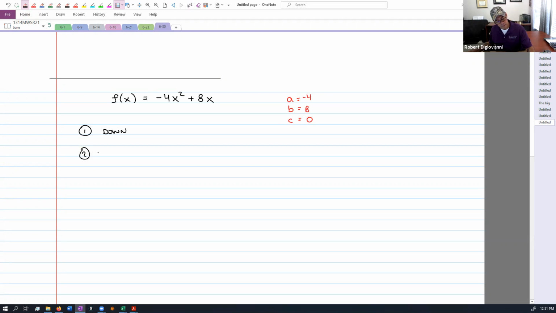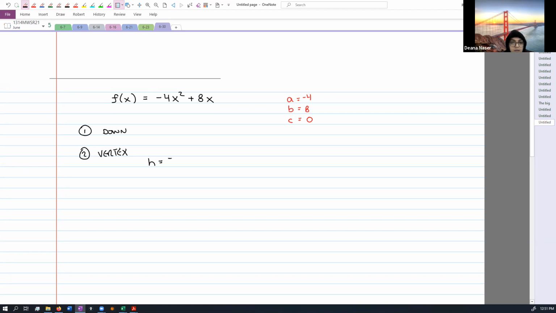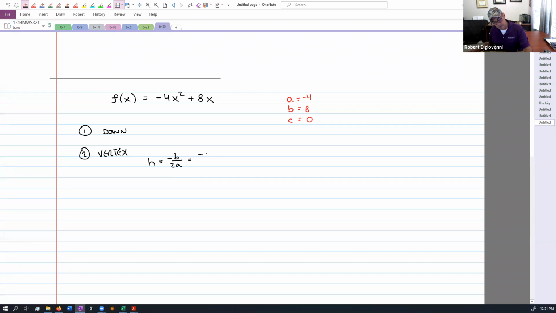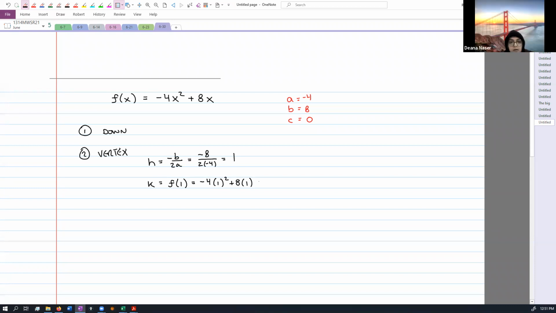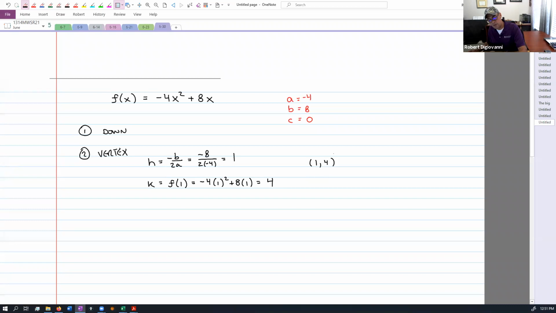Second step, vertex. Did you get to that? Yes. Okay, what did you get for H, which is negative B over 2A? It's 1. Okay, so you put -8 over 2 times -4. Okay, and that should give you 1. Very good. And then for k, you took that answer and plugged that into the function. And what did you get there? 4. You got 4? Okay, good. Does anybody have a question on that? It's all correct.